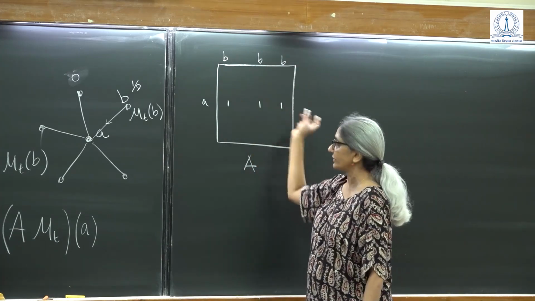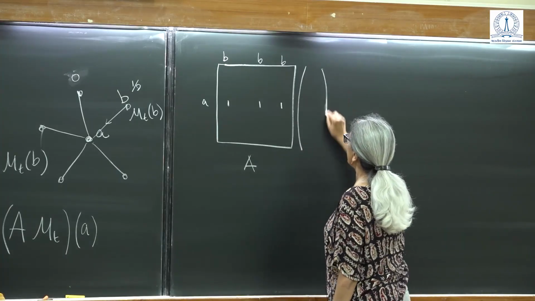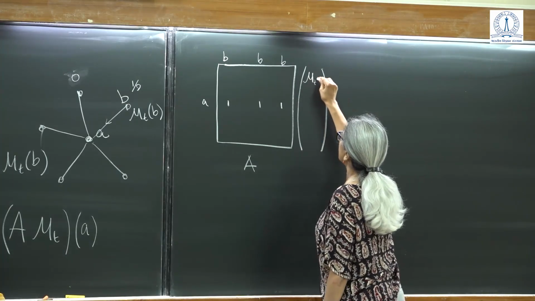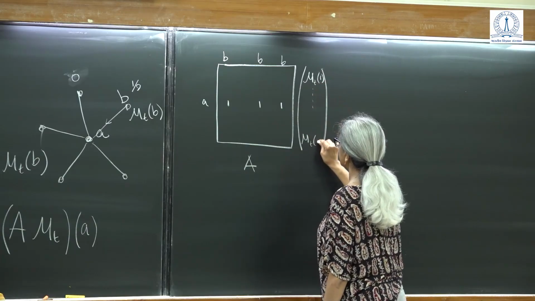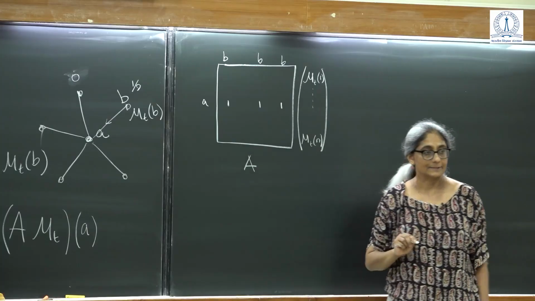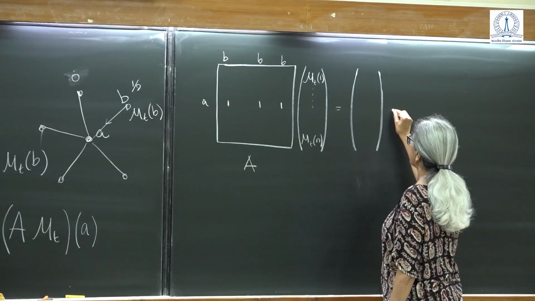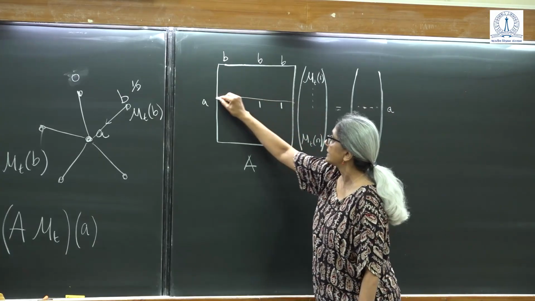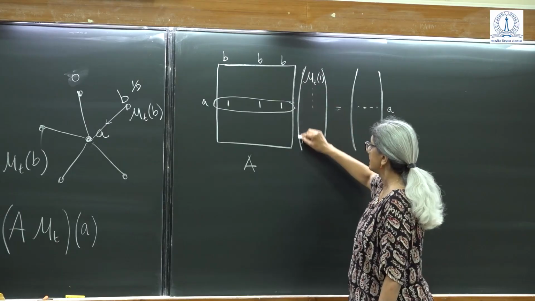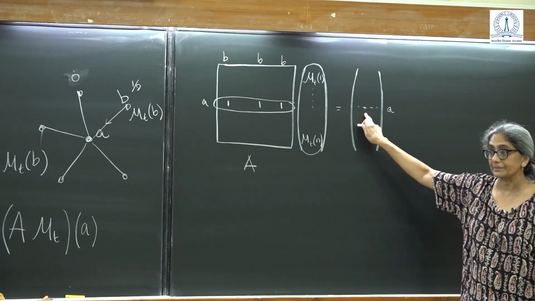Somewhere there's a 1, the rest are zeros, right? So if I now multiply this with mu t of the first vertex times mu t of the last vertex, if I multiply this, then in this answer, if you look at what sits in the A position, just this position, it's going to be this row vector times this column vector that sits in this position, right?